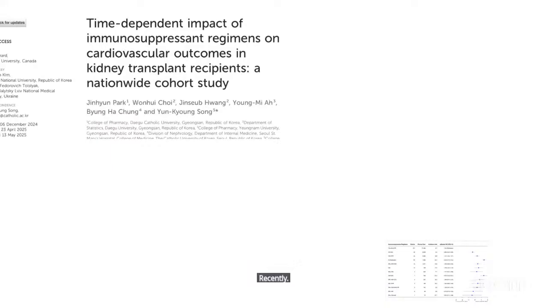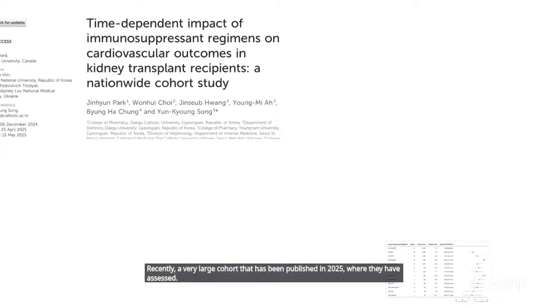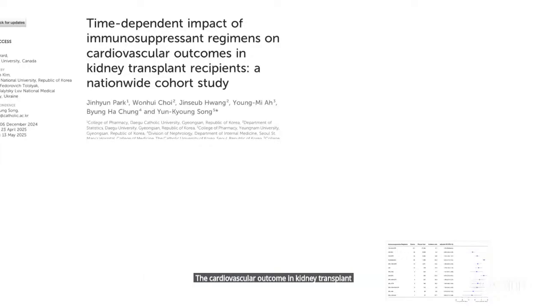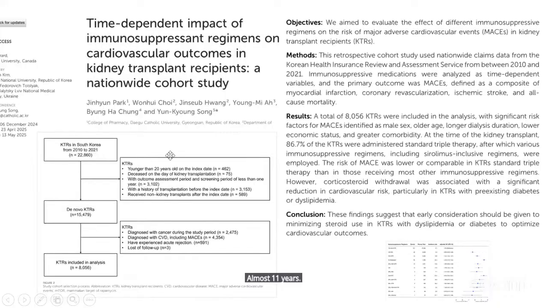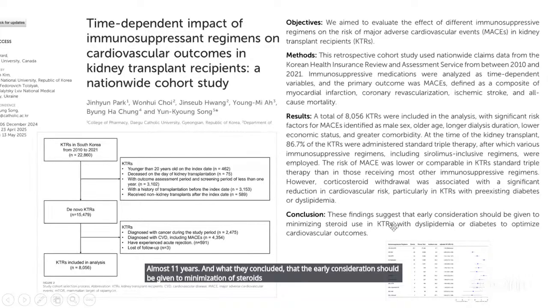Recently, a very large cohort published in 2025 assessed the cardiovascular outcome in kidney transplant recipients, steroid-free versus steroid, including more than 8,000 patients over a period of almost 11 years. They concluded that early consideration should be given to minimization of steroids in kidney transplant recipients with dyslipidemia or diabetes to optimize their cardiovascular outcomes. So steroid has a significant effect on cardiovascular morbidity as well as mortality, especially in those who already have dyslipidemia or diabetes to begin with.